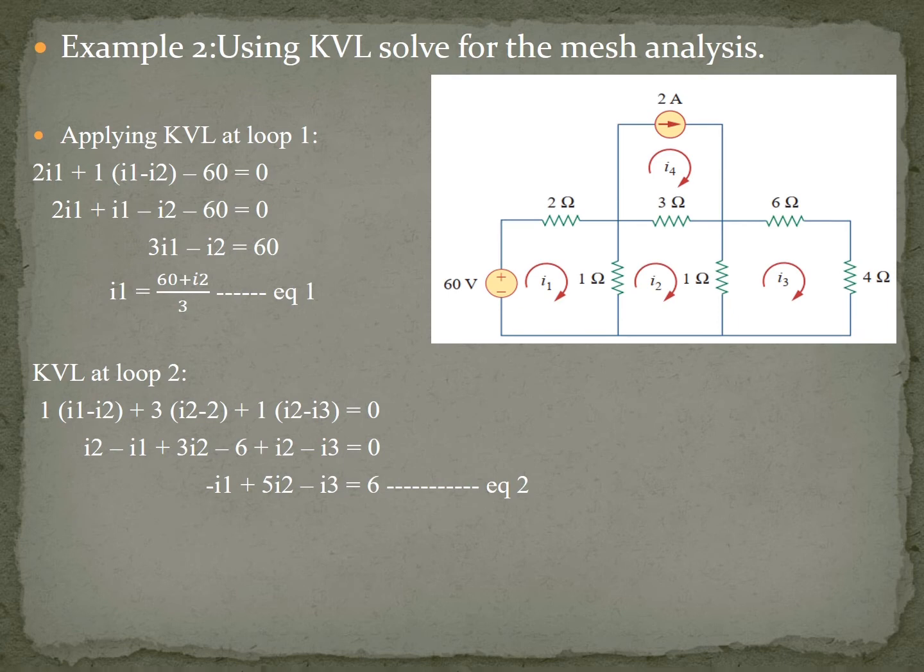Then we move to loop 2. Applying KVL at loop 2, we will get 1 bracket I1 minus I2 bracket plus 3 bracket I2 minus 2 bracket plus 1 bracket I2 minus I3 bracket equal to 0. We rearrange the equation, we will have negative I1 plus 5I2 minus I3 equal to 6. That is equation 2.